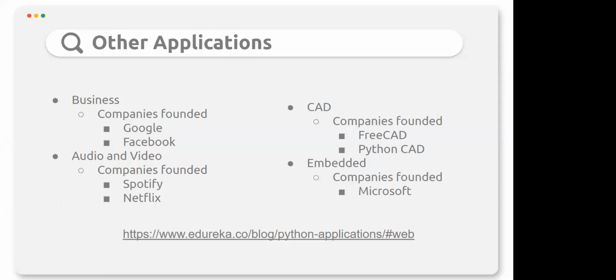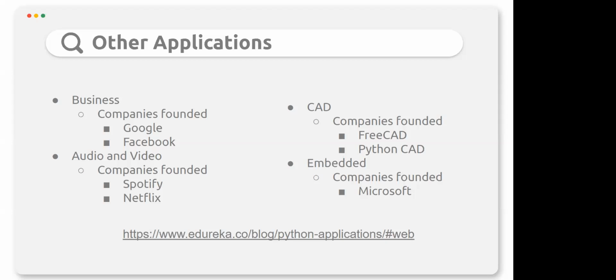Some companies that are founded using business applications are Google and Facebook. Google uses it for their search engines. Facebook uses it to create their blog posts and all. Another application is audio and video applications. Some companies founded that use Python were Spotify and Netflix.